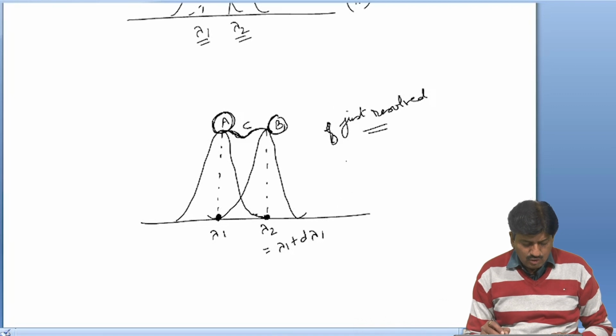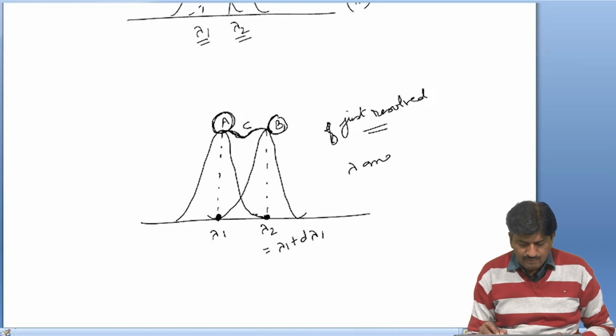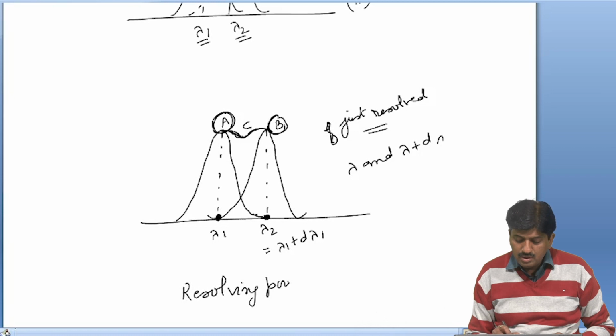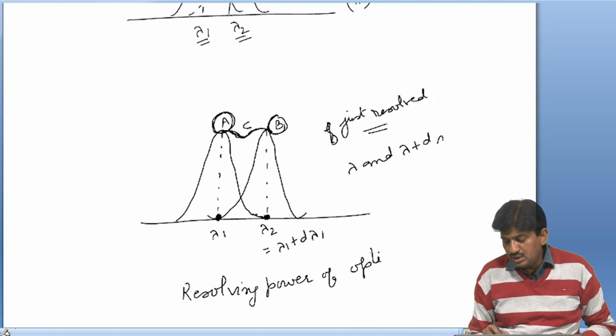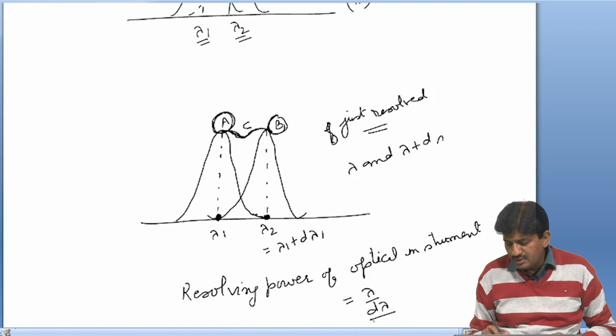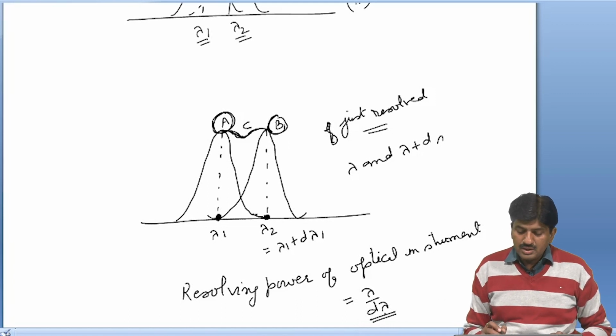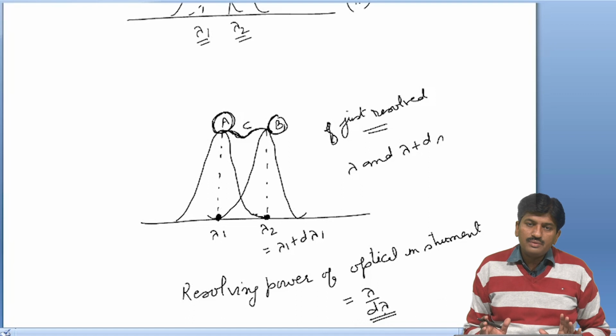And if an optical instrument just resolves spectral lines lambda and lambda plus d lambda, then the resolving power of the optical instrument should be lambda upon d lambda. This is the Rayleigh criterion of resolution.